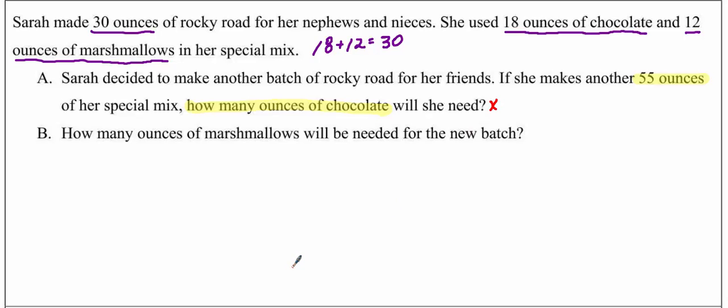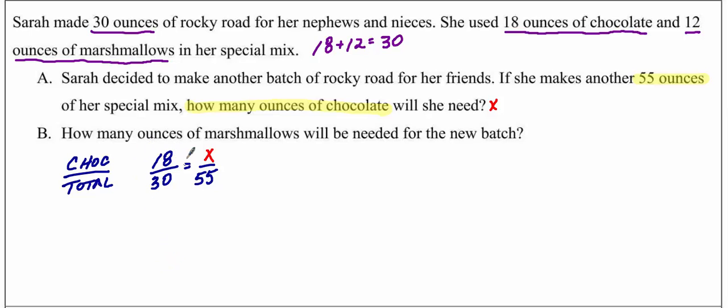That ounces of chocolate is the unknown. It becomes the X. Since this is the chocolate, our first proportion will be what's the amount of chocolate to the total. How much chocolate to total? In the original, it was 18 ounces of chocolate to the total of 30. This time it's going to be some unknown amount of chocolate to the total of 55.